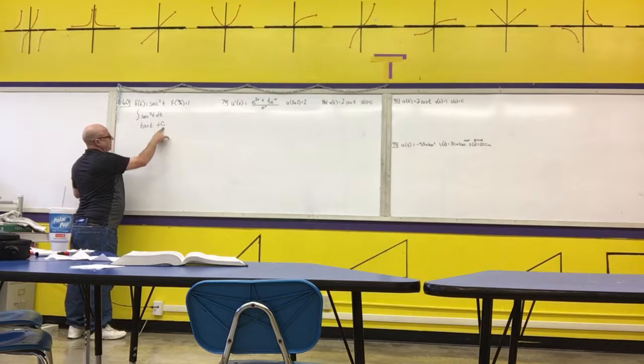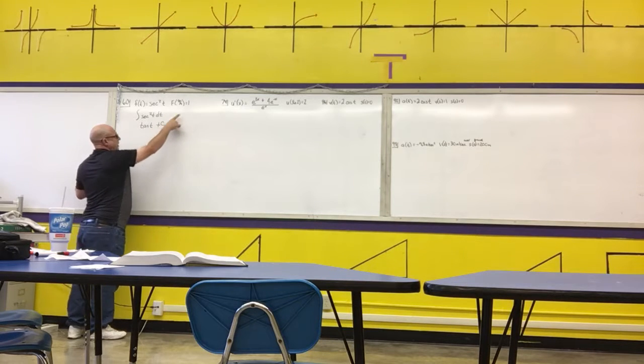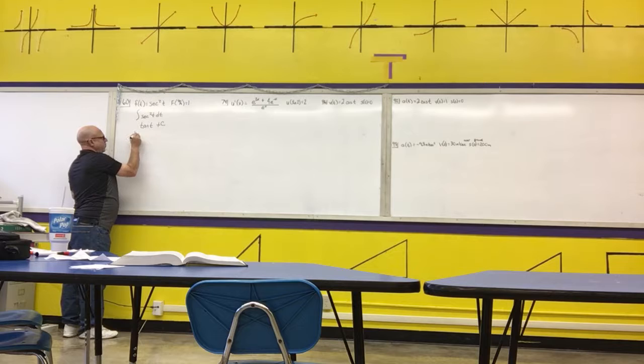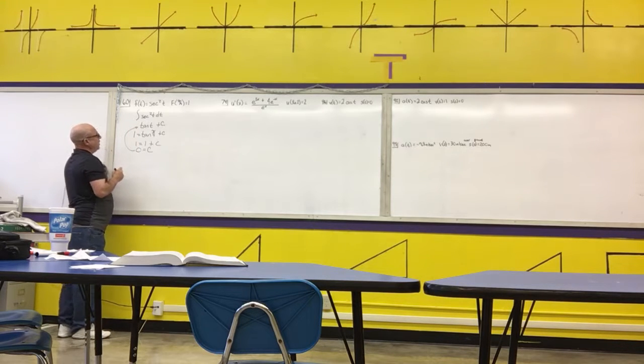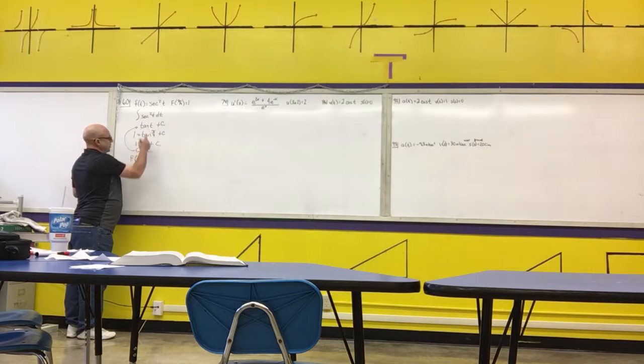Now we're going to figure out what the constant is. I know when I put a pi fourths in for t, I get 1 for my answer. So I get 1 equals the tangent of pi fourths plus c. The tangent of pi fourths is 1. Subtract 1 from both sides, and I get my constant is 0. I'm now going to take that constant and put it into my original function. So big F of t is equal to the tangent of t plus 0, and we're not going to write the plus 0.